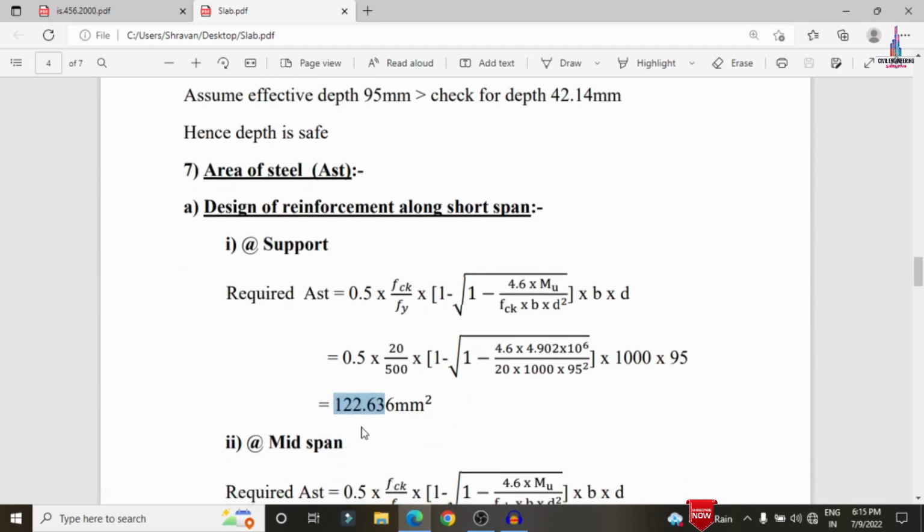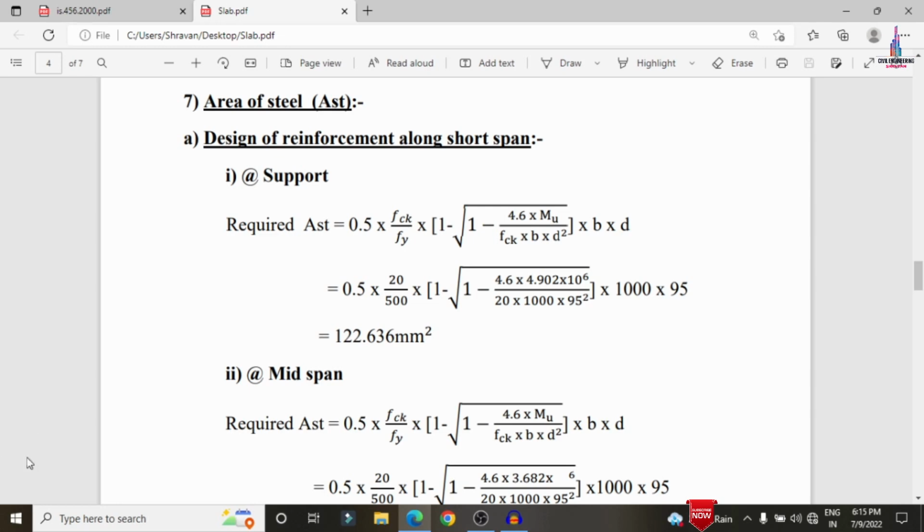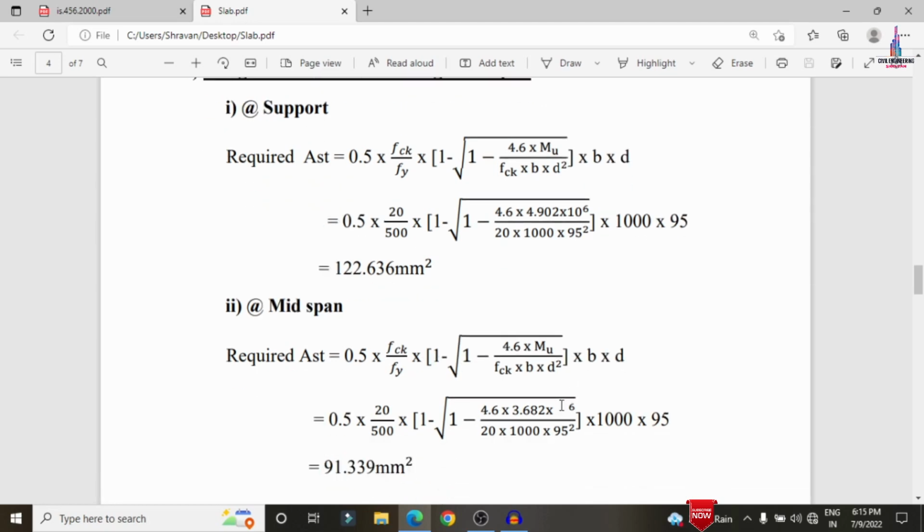we get 122.636 mm square. Okay, at the mid-span, again we substitute the values in 0.5 into fck divided by fy into 1 minus square root of 1 minus 4.6 into the moment value, which changes here, multiplied by 10 power 6 divided by the same substitution, so that we get a value of approximately 91.339 mm square.